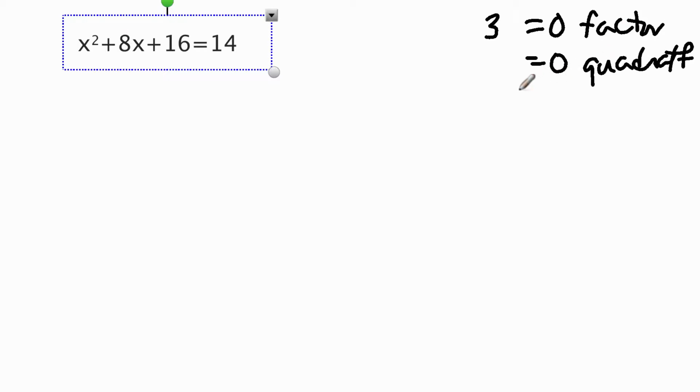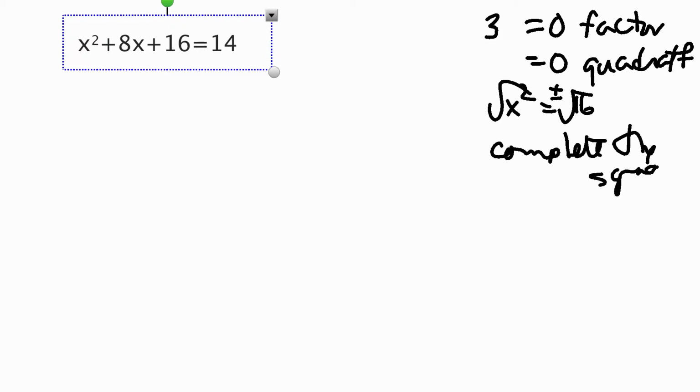And then the other, I guess the other way, if all you have is an x squared and no x term, like we have in this one, you can say x squared is equal to whatever the number is and use the square root principle, making sure you put a plus minus there. And then the last way you can solve these is by completing the square.